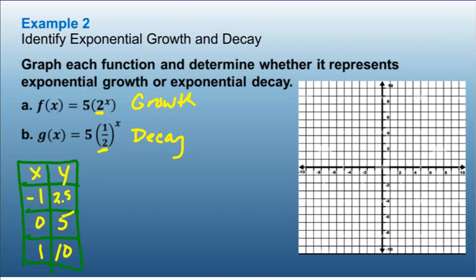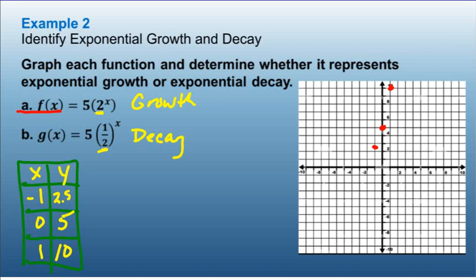So if I come over to my graph and plot those points, I'm going to use red for this one. So f of x is going to be red. I have -1 and 2.5, which would be roughly here. 0 and 5 would be here. And then 1 and 10 would be here.